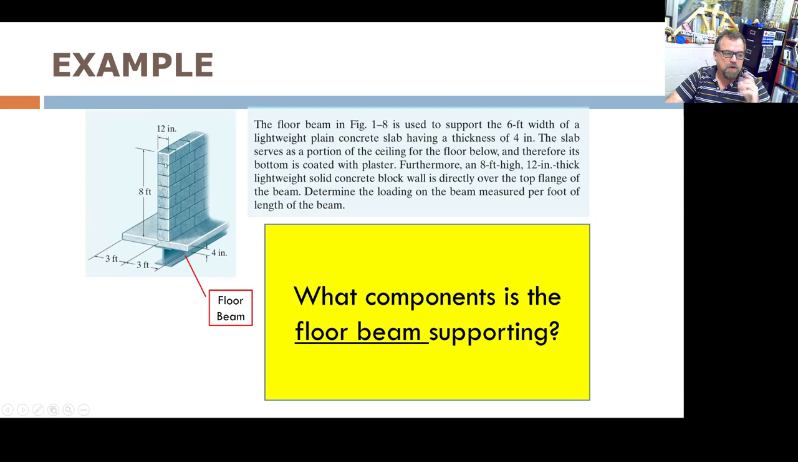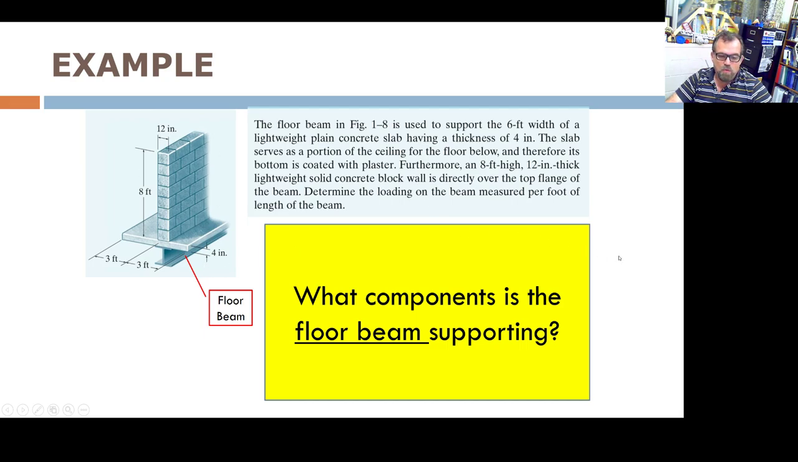For example, you have this floor beam here in this figure. It's just to support 6 feet width of a lightweight plain concrete slab having a thickness. You start reading that and you have to read it completely the first time, and then you have to start picking up clues of what you have here. So basically what we have to do is calculate the weight on this beam produced by the structure that is on top of it.